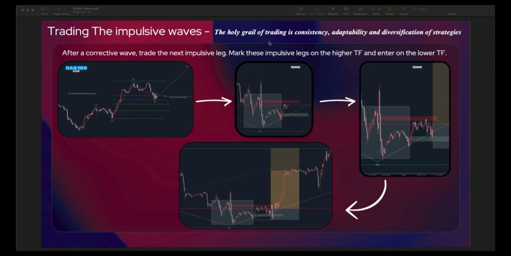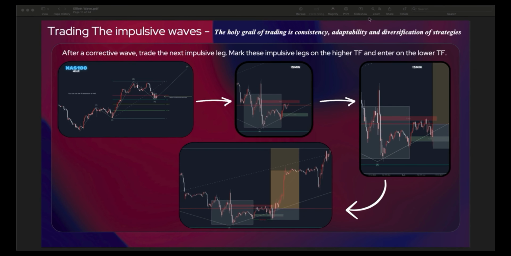So, trading the impulsive wave. The holy grail of trading is consistency, adaptability, and diversification of strategies. I will always stand by this. Now, after a corrective wave, trade the next impulsive leg. Mark these impulsive legs on the higher time frame and enter on the lower time frame. Again, these are all just examples of how you can trade Elliott Wave.